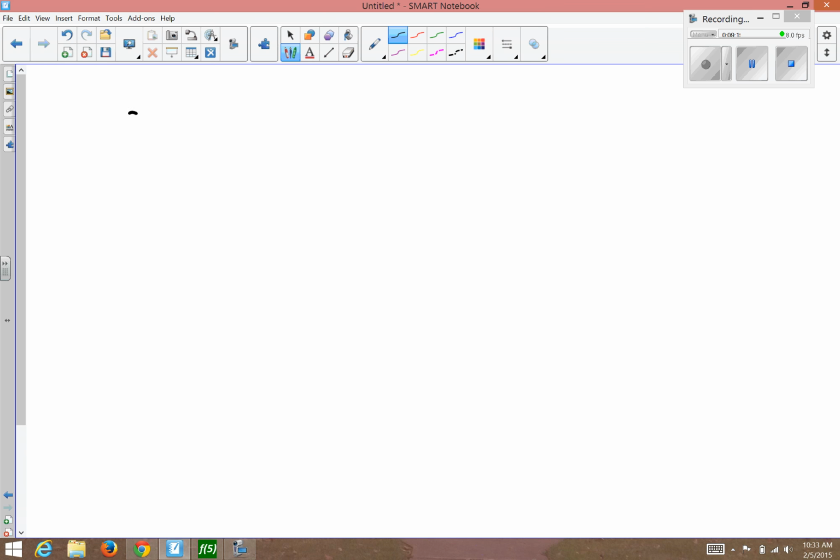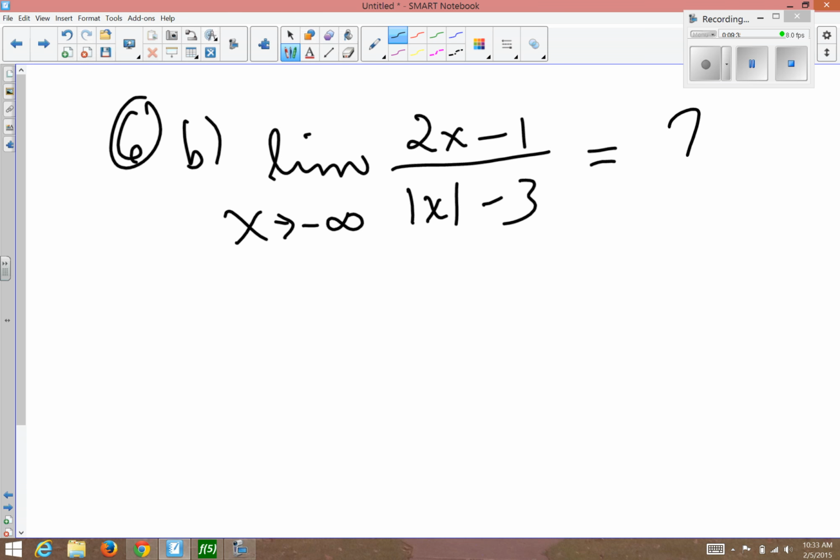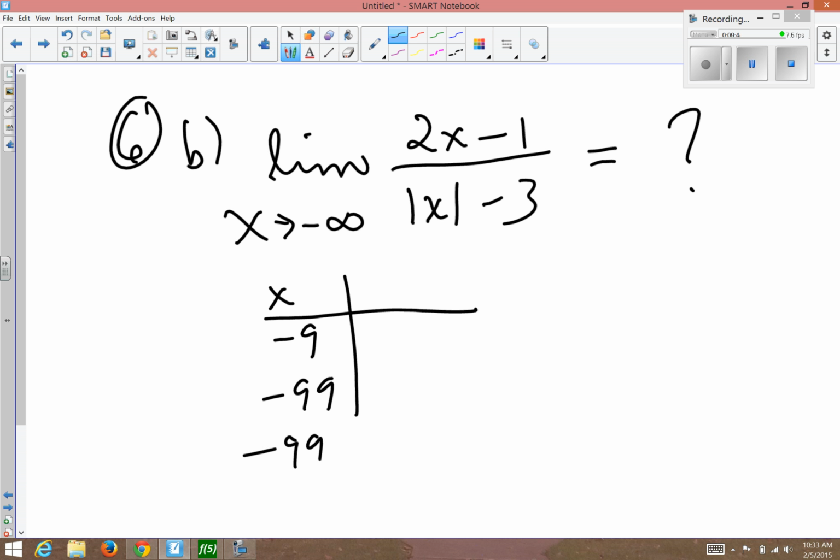Part B, the question is find the limit of the function 2x minus 1 over the absolute value of x minus 3 as x approaches negative infinity. That means if x is, plug in a number like negative 9, then negative 99, then negative 999. This illustrates x approaching negative infinity. Just plug these numbers into this.